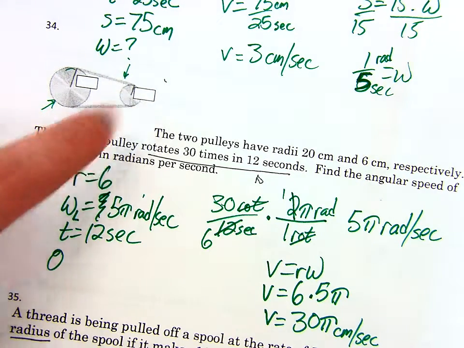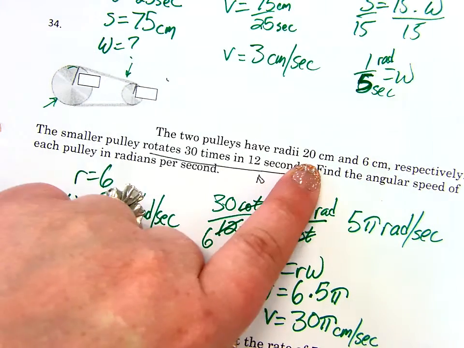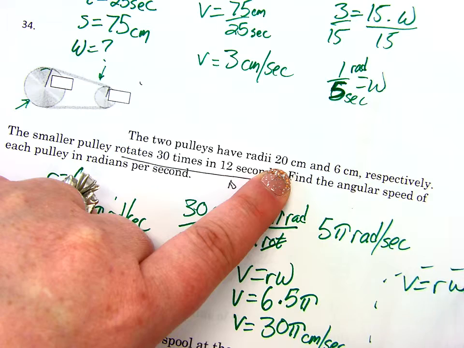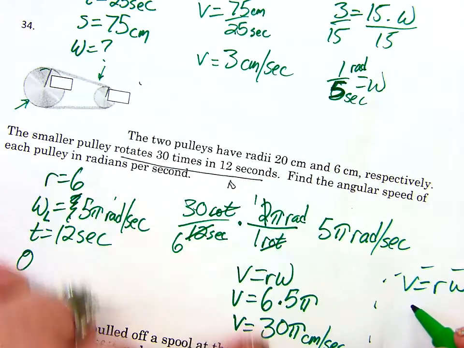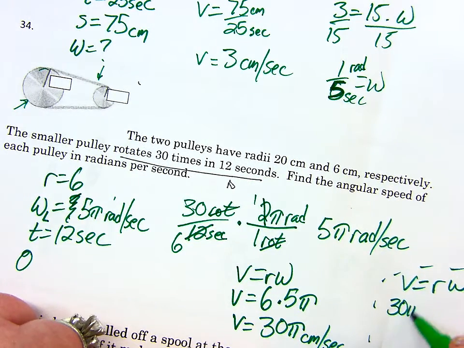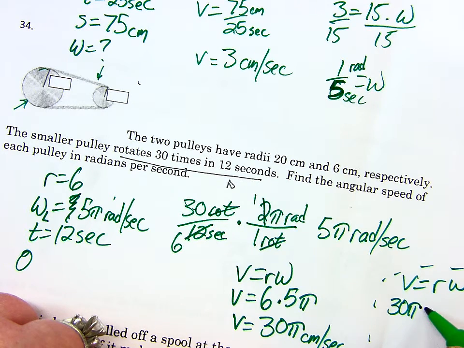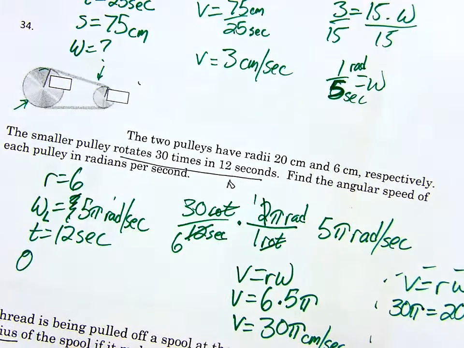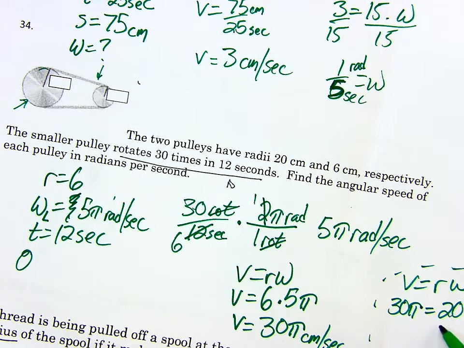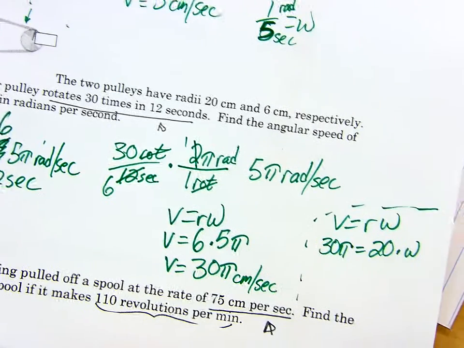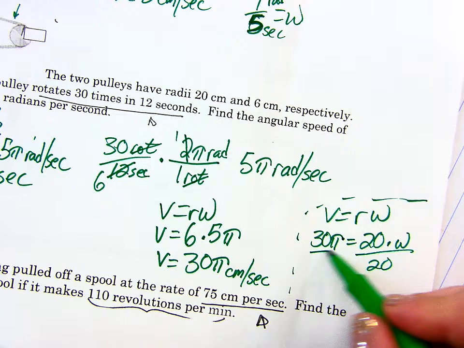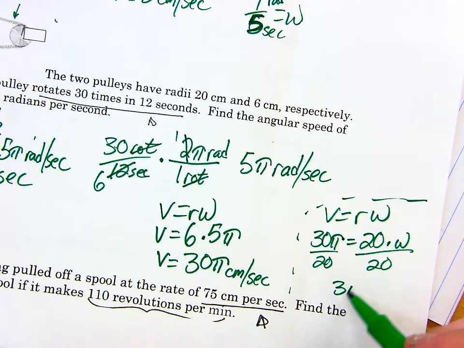So what's R for the big one? 20. Hold on. My linear velocity is 30 pi. My new radius is 20, and I'm going to solve for W. 30 pi equals 20 W. So now I can just solve for the angular speed. Divide both sides by 20, and I get 3 pi over 2.